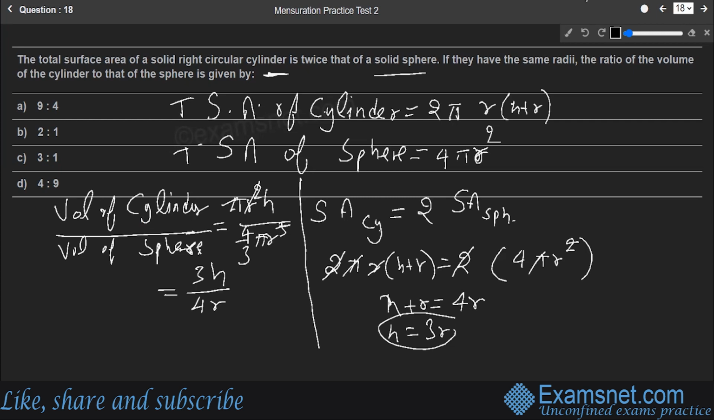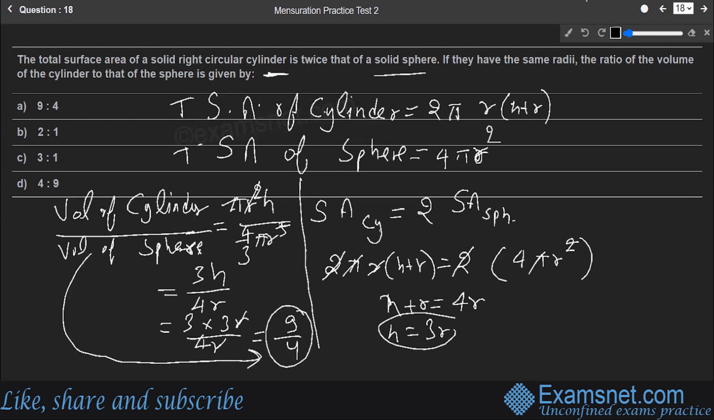If we put the value of h as 3r, then it is going to be 3 into 3r divided by 4 into r. If we cut down the numbers, r and r get cancelled, so ultimately this is coming as 9 by 4. So the ratio of the volumes is 9:4. That becomes the right answer, available in option number A.